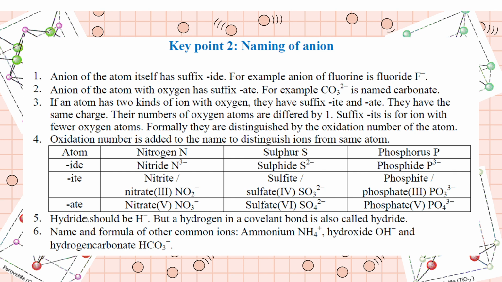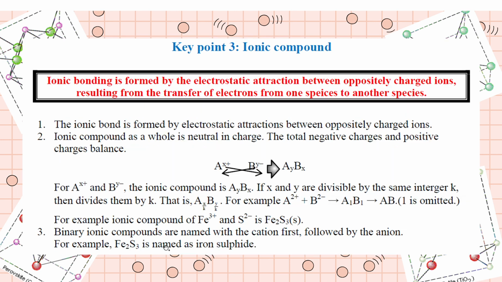And the exception is hydride. Hydride can be H minus, and hydride can also be in a covalent bond. We'll learn about covalent bonds later. So hydrogen is an exception. And then there are some more formulas to remember for common ions: ammonium ion, hydroxide ion, and hydrogen carbonate.